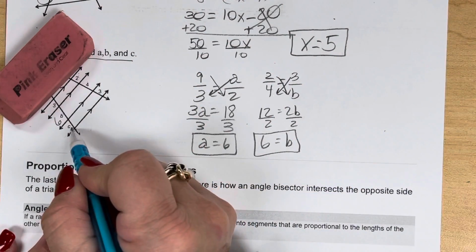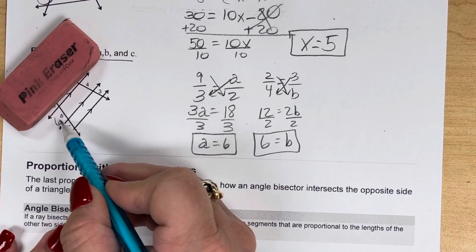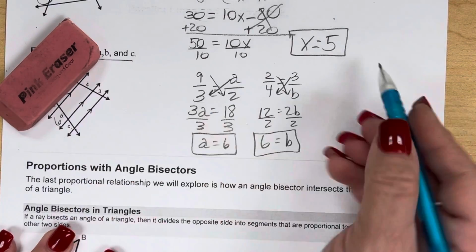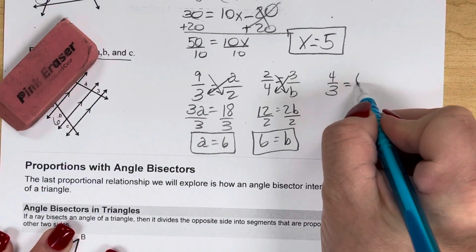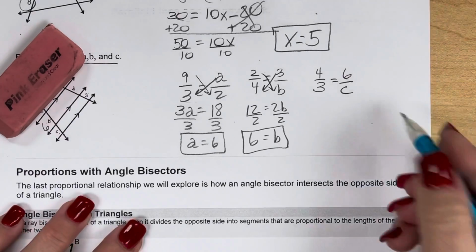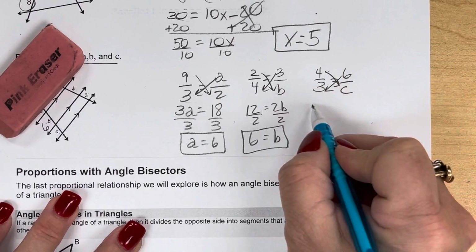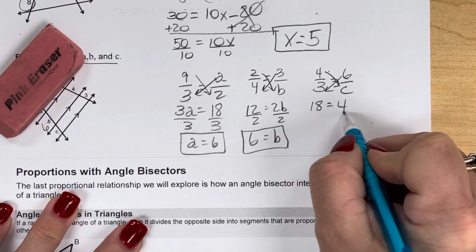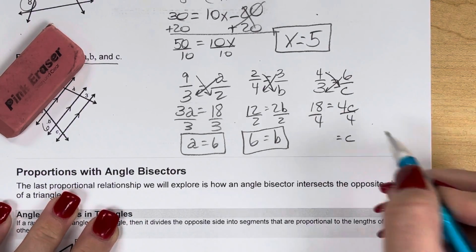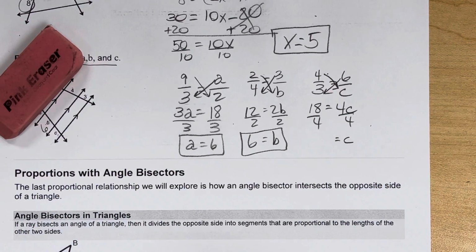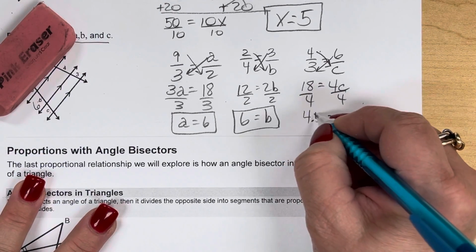Now you've got to find C, which is okay because we just solved there to know that this is 6. So 4 and 3 would be my constant, equals 6 over C. Cross multiply. 18 equals 4C. Divide both sides by 4. Yes, sometimes you'll get a decimal. I know you guys always ask me that. Am I going to get a decimal? Okay. Well, sometimes you will. 4.5.